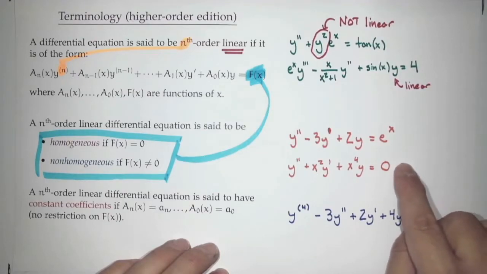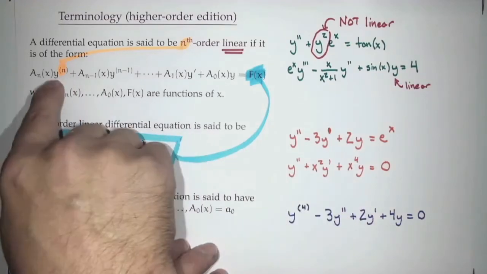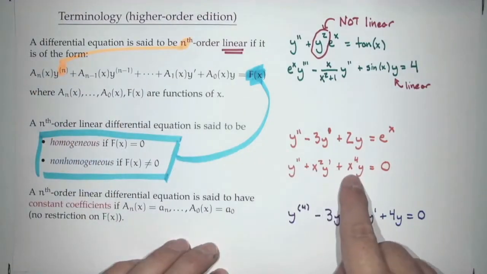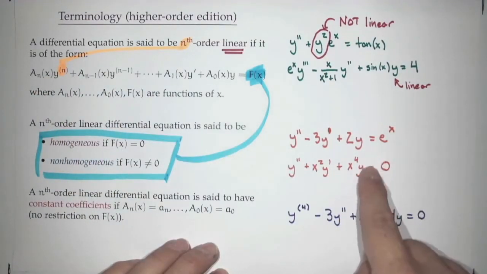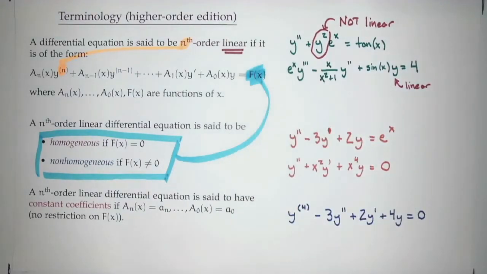Yes, this is homogeneous. Even though you have crazier functions of x over here, the homogeneous versus non-homogeneous distinction is all about that right-hand side. What do you have? Is it 0 or not 0? All right, so that's another term. And then the last piece of terminology is we say a differential equation has constant coefficients.